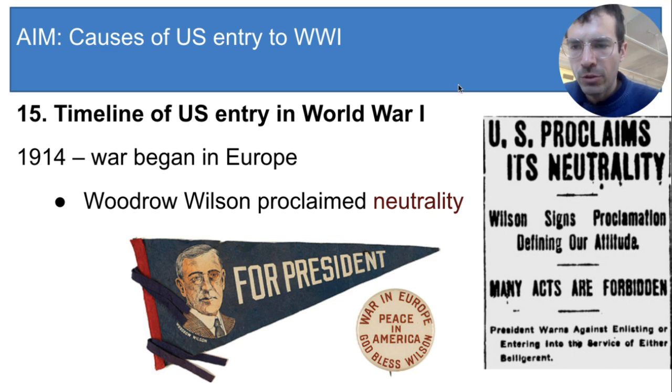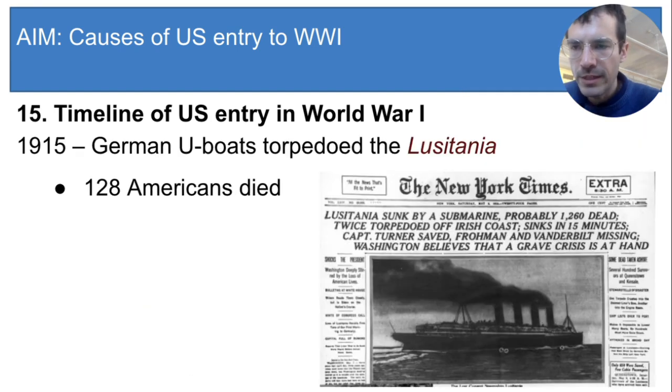But other events quickly tested the U.S.'s commitment to neutrality. In 1915, a British ship called the Lusitania left New York, heading for England. The Lusitania was not a warship, it was a passenger ship, but it was carrying a cargo of weapons for England. It also had 139 American passengers on board.